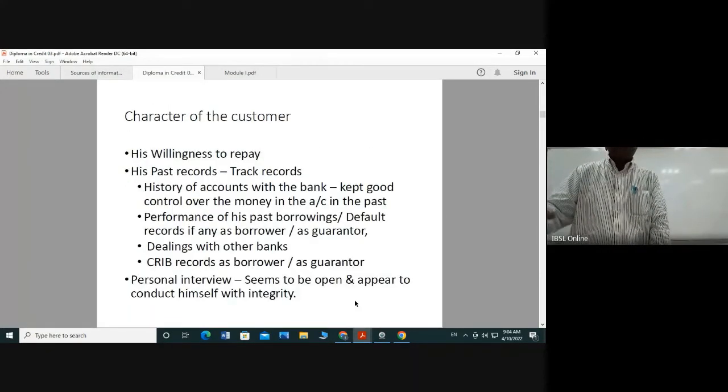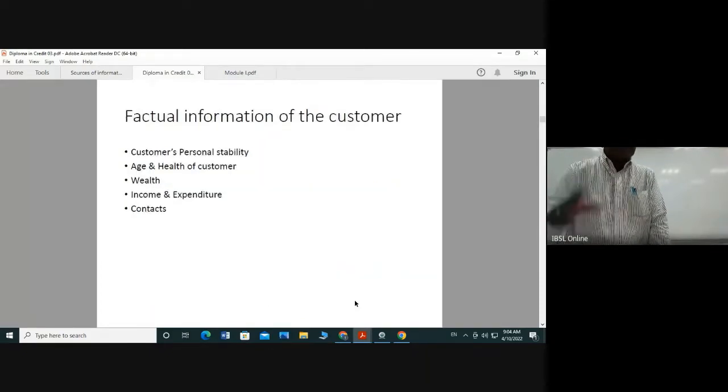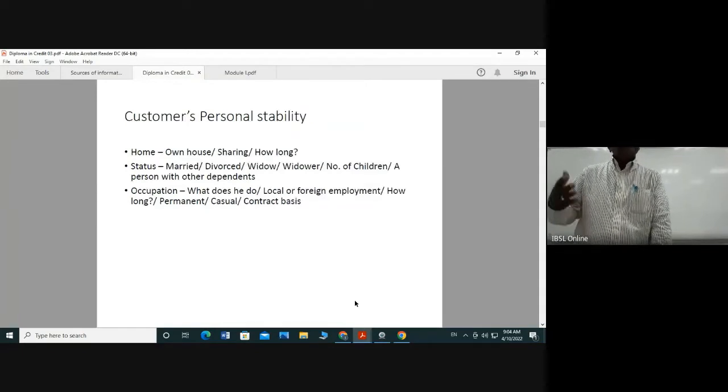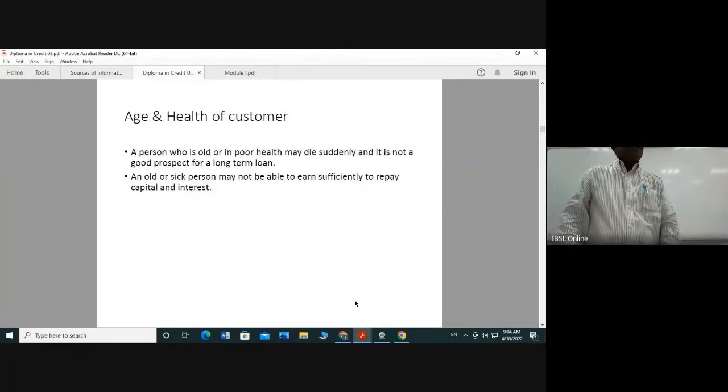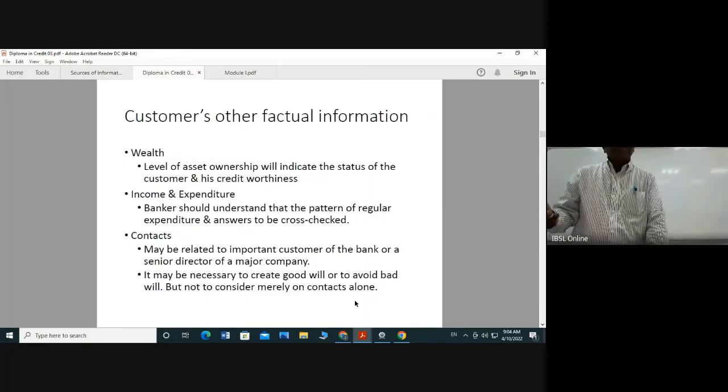Character of the customer we have discussed. That is very, very important, right? And then the factual information about the customer to verify the character of the customer. What factual information we have to collect about the customer, we discussed. Then the customer's personal stability we have discussed. The age and health of the customer are important for us to do the evaluation. The customer's other factual information, that also we have discussed in our previous lecture.